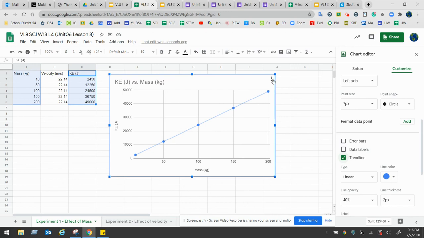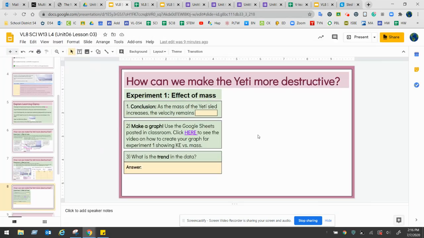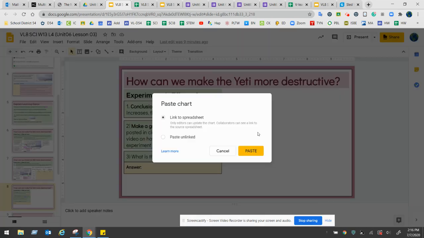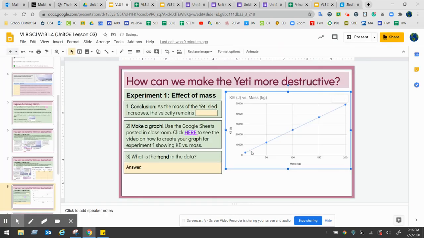So take a moment. You go through the three dots. Copy the chart and then paste that into your, right there. Just go to link to spreadsheet, paste in there, and put that in there. Okay, thank you.